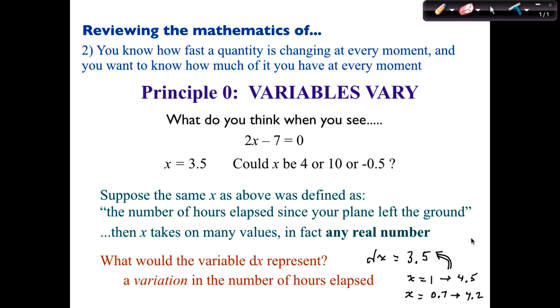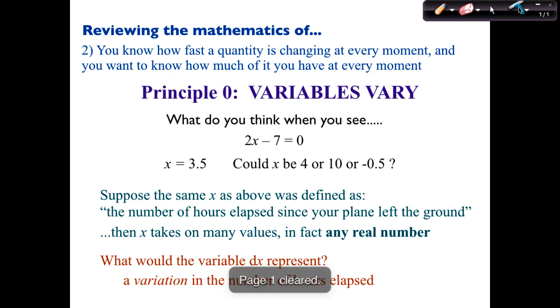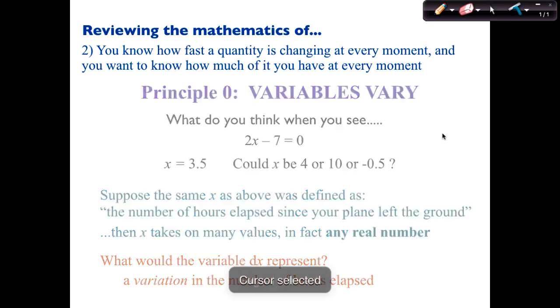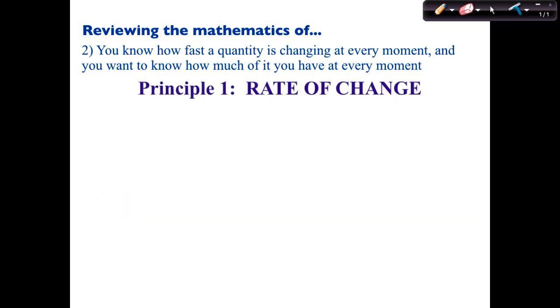So super important, dx should look familiar from Calc 1. Super important that given some variable x, dx represents a variation in whatever the quantity x is. Okay, so principle 0, variables vary. Variables take on many values as some situation unfolds, right?